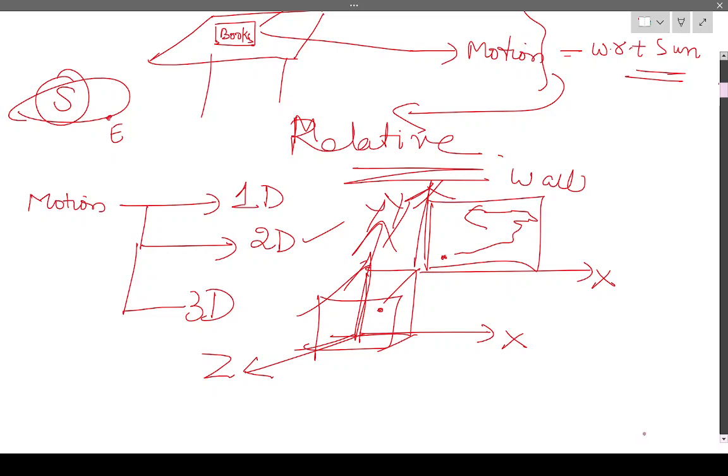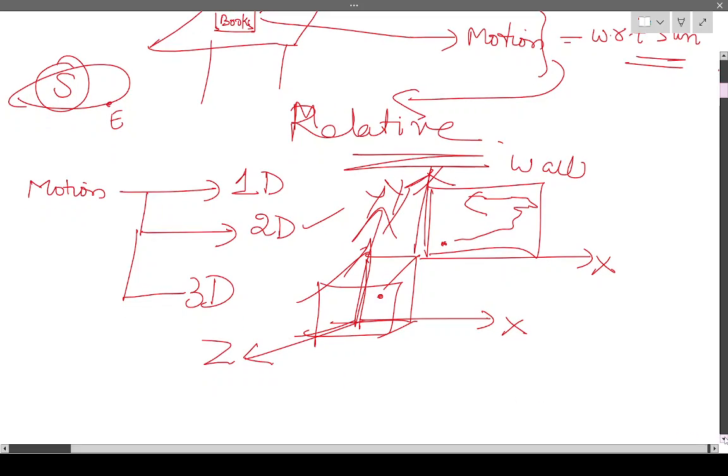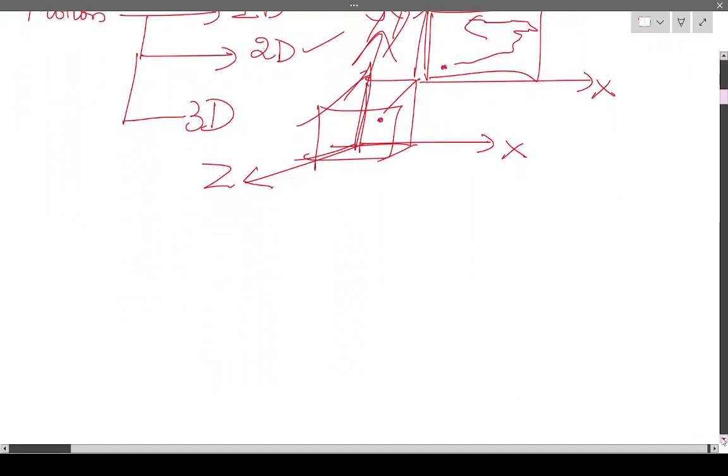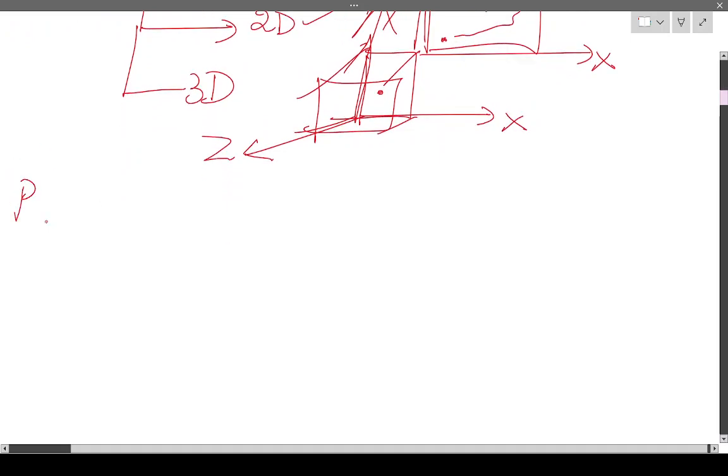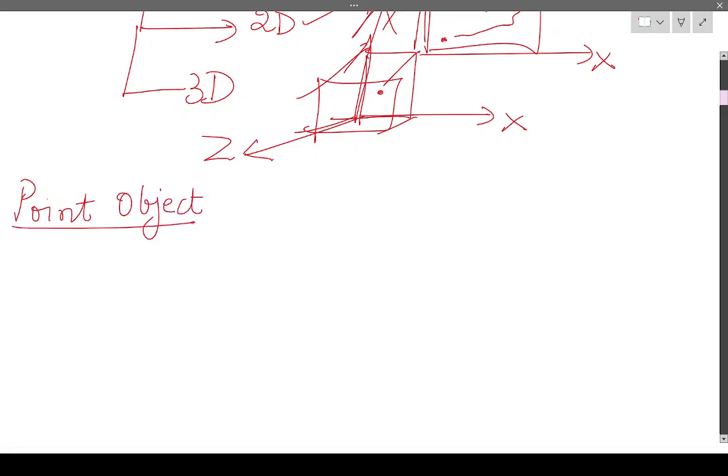Next, point object. When can I treat an object as a point object? If the distance traveled is very large when compared to the size, that is, the size is very small when compared to the distance it has traveled, then I can take that object as a point object.